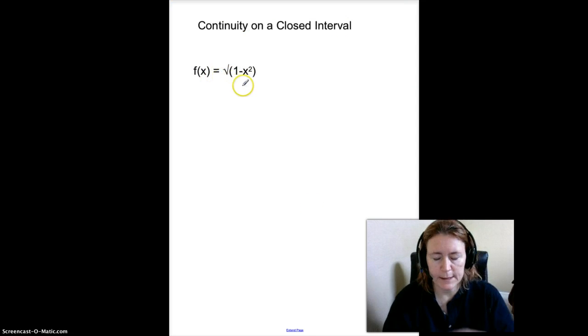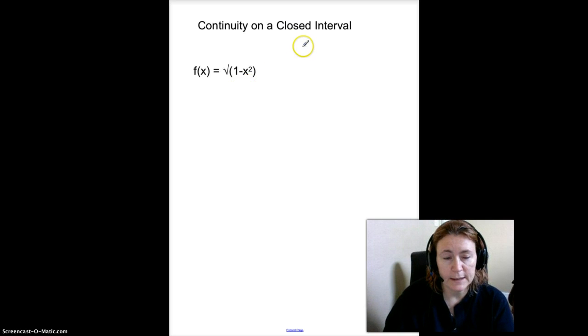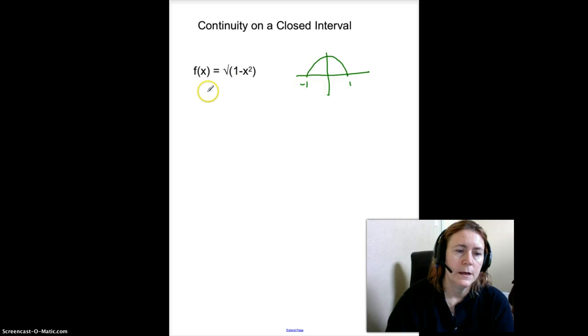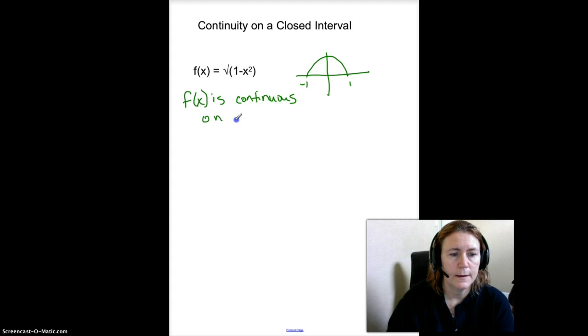f of x is the square root of 1 minus x squared. Well, if you were to sketch this, it's a semicircle from -1 to 1. So the function is only defined between -1 and 1. So indeed, f of x is continuous on the open interval, -1 to 1. That's the first thing I need to see. You need to make that statement.